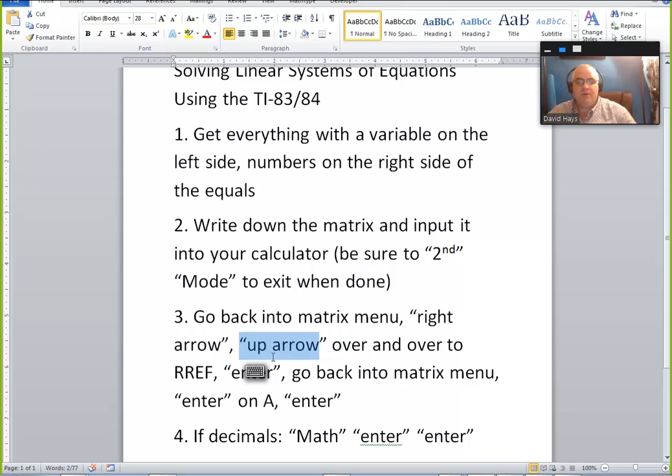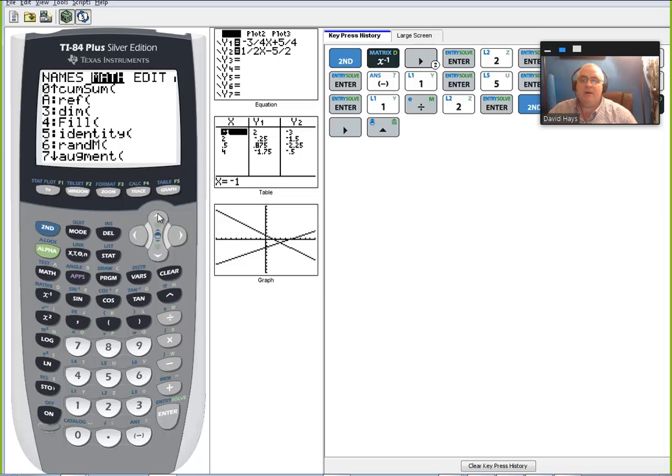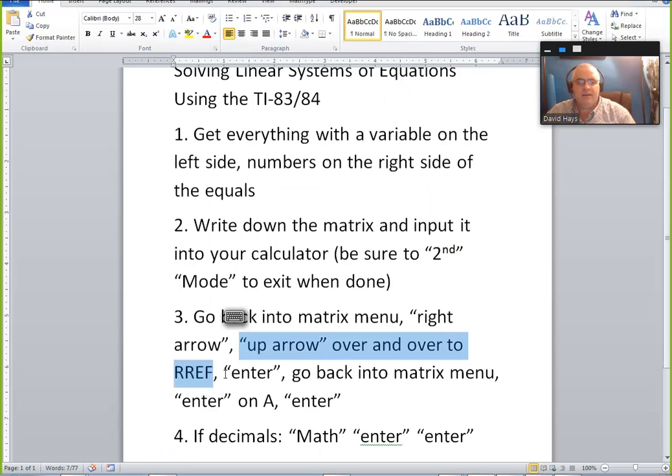And then we're going to up arrow over and over to RREF. So I'll press my up arrow over and over until you get to RREF. Make sure you choose the one with 2 R's. The one with 1 R is the wrong one. You get the wrong answer every time. And after you get up there, then you press enter on it.